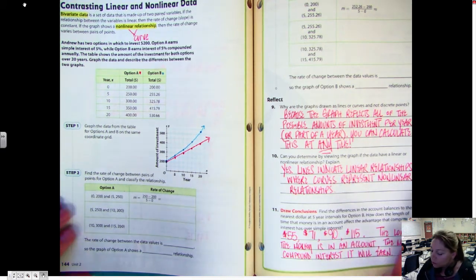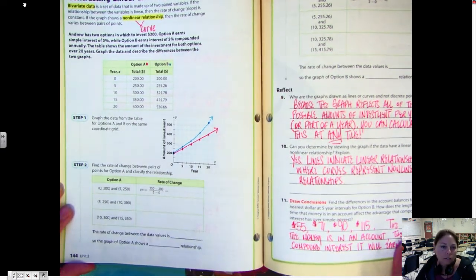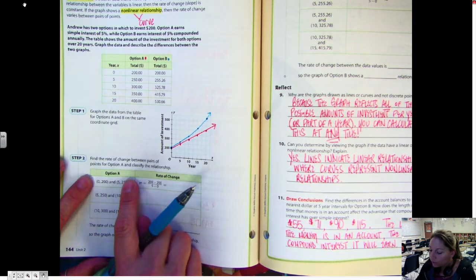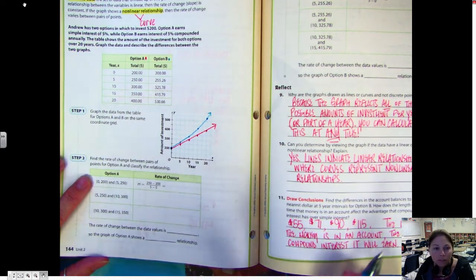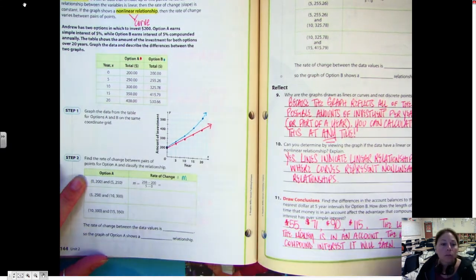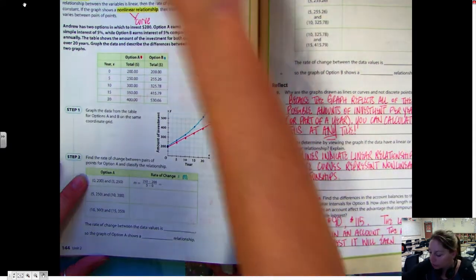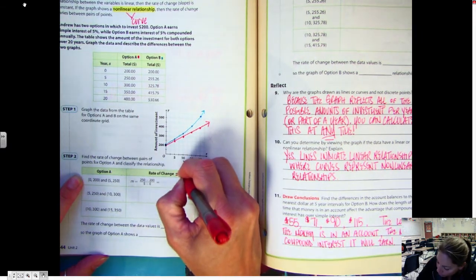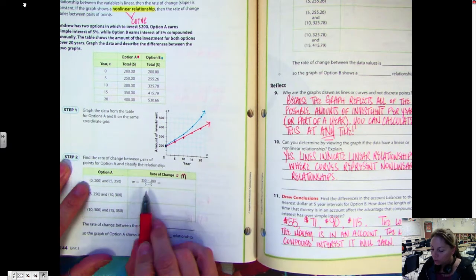All right. So the first thing was to graph it. That was pretty easy to do. The second thing tells you option A, we want to find the rate of change between the pairs of points. Remember, rate of change is the same thing as slope. So what we're really being asked to do here is to calculate our slope, and I probably should have done that in red to have it match up with the red graph. So this is my slope.